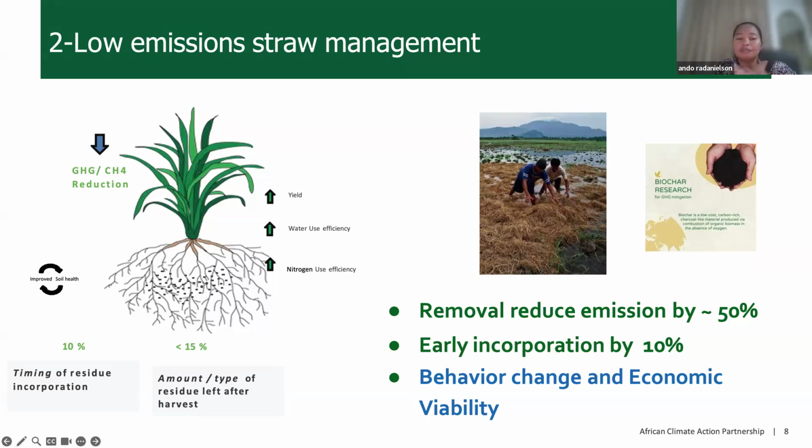And even if I'm going to share with you some examples of experience that we have here in Southeast Asia, this remains a challenge here as well, where we still have large rice areas that are still burning rice straw, and where rice straw doesn't have any alternative usage. Next slide, please.